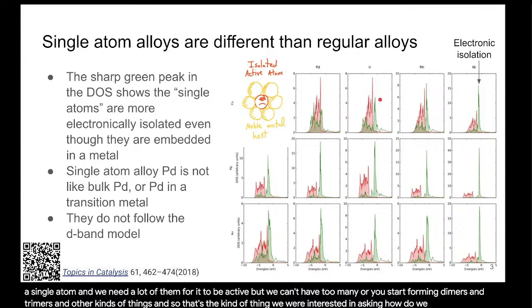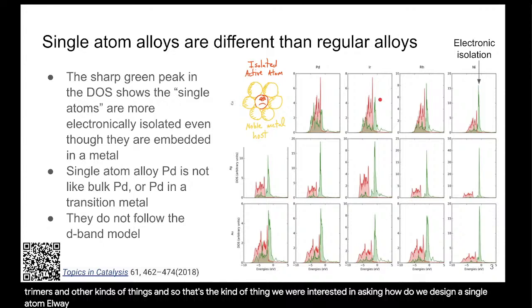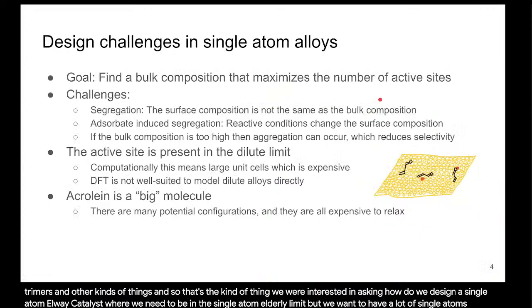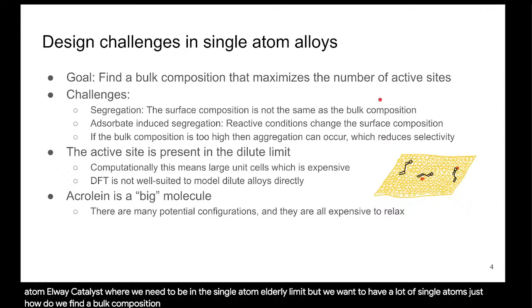How do we design a single atom alloy catalyst where we need to be in the single atom alloy limit, but we want to have a lot of single atoms? So those are the real challenges. How do we find a bulk composition that does that? And this is hard because the surface composition is never the same as the bulk because of segregation.